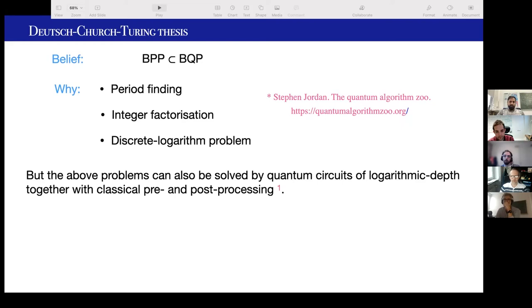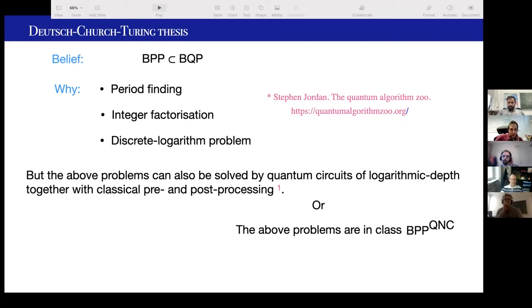But later, in 2000, there was a seminal result by Richard Cleve and John Watrous that these problems are not only in BQP, but can also be solved by quantum circuits of logarithmic depth, if we allow classical pre- and post-processing. So this means that Cleve and Watrous were saying that these problems are in the class BPP to the QNC, or QNC to the BPP. It just says that you allow classical pre- and post-processing. It doesn't say at what time. So you just need to have a QNC circuit, and QNC is a log depth circuit.